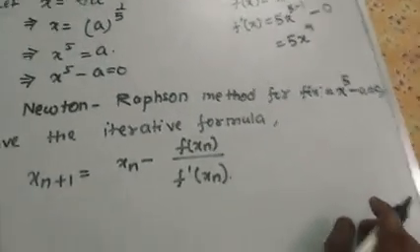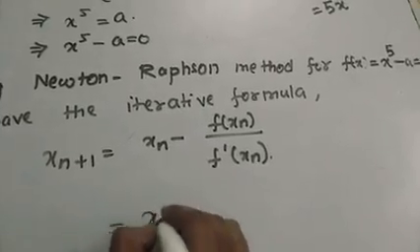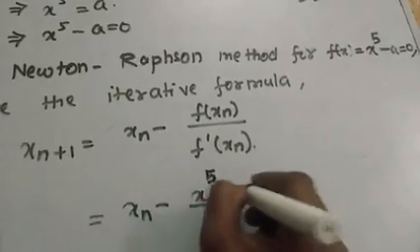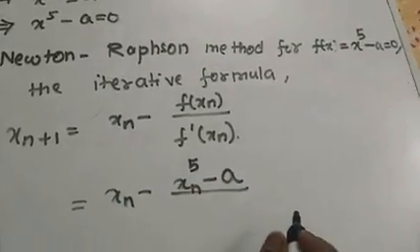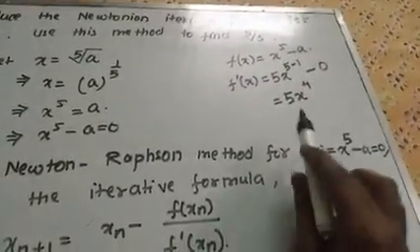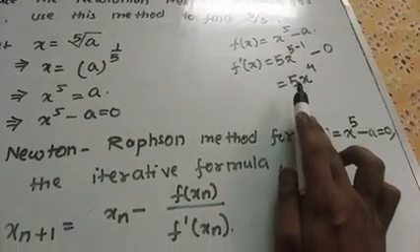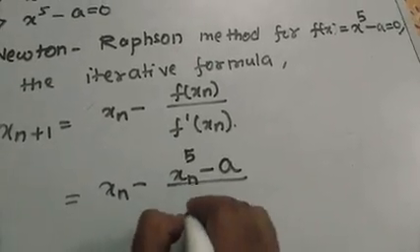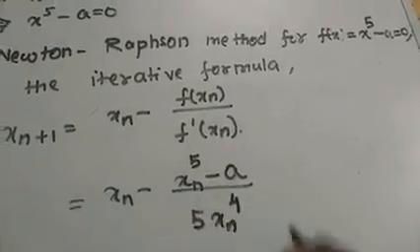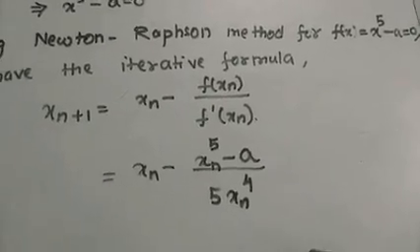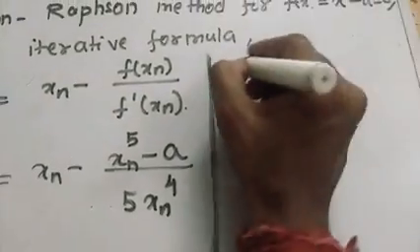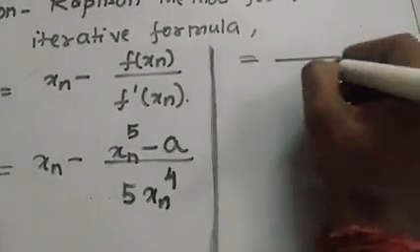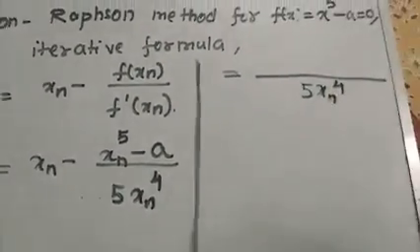So now putting that, we get xn minus f of xn, which is xn to the power 5 minus a, and f dash of x is 5x to the power 4. So f dash of xn will be 5xn to the power 4. Now we'll simply do the LCM. So now taking the LCM, we get 5xn to the power 4.